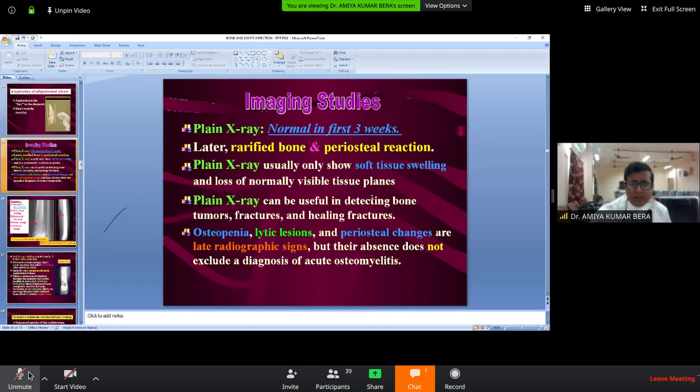What are the other modalities which are useful and when to do them? Plain X-ray. It's usually normal in the first 3 weeks, except that there will be soft tissue swelling and loss of tissue planes, which is readily understood nowadays with digital X-rays. Bone rarefaction is the earliest thing you can see, followed by periosteal lesion, but that's a later feature. Lytic lesion, sequestrum, and cavitation are the hallmark of chronic osteomyelitis.